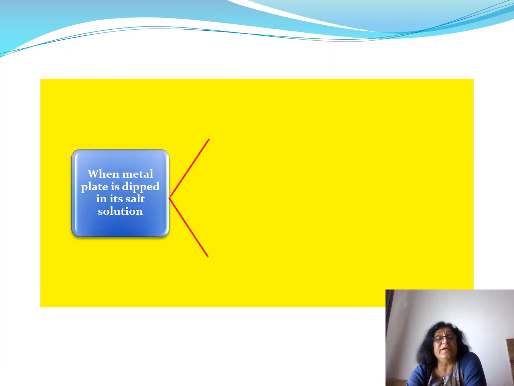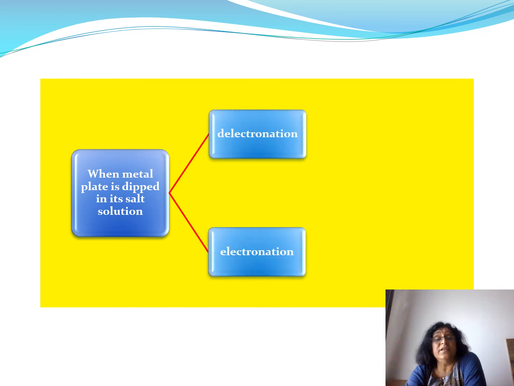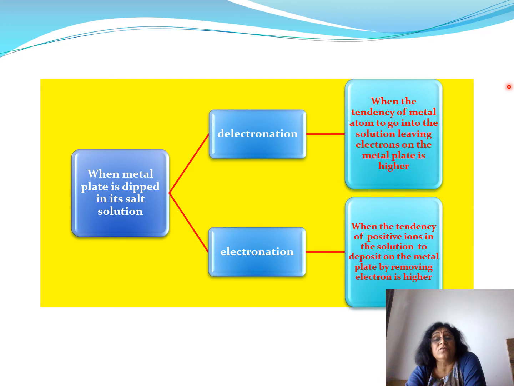So when a metal plate is dipped in its salt solution, what happens? Either electrons are removed or electrons are gained. When it is loss of electron, you call it de-electronation. When it is gain of electron, you call it electronation.